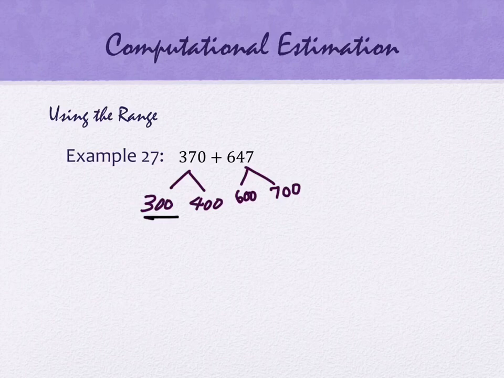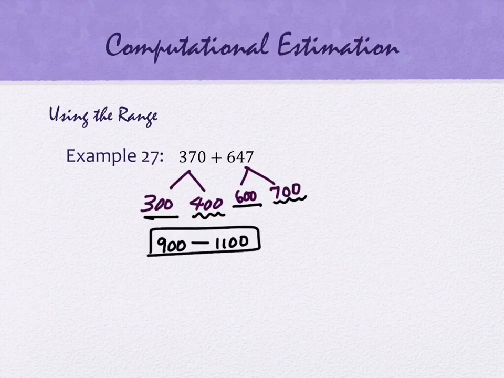Range adds the lower numbers together. What's 300 plus 600? 900. And it adds the upper numbers together. What's 400 plus 700? 1,100. And it says that the answer is somewhere in between 900 and 1,100. It gives a lower bound and an upper bound. And it's actually a really good strategy for making sure that the answer you get makes sense if you're really trying to work a problem out. If I'm really working out this addition problem and I get that the answer is 2,468, that doesn't make any sense because the answer should be between 900 and 1,100.